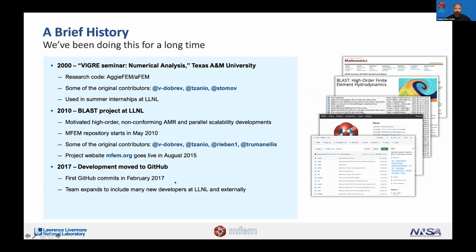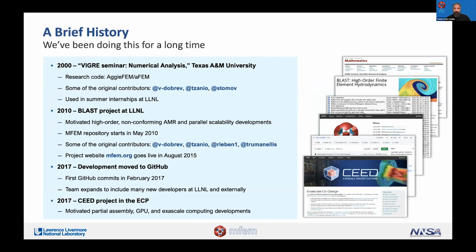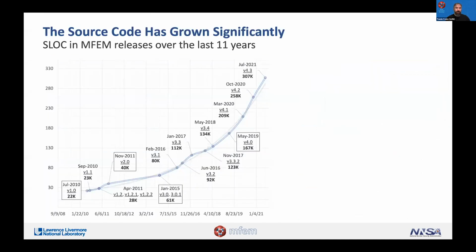And the team expanded dramatically to include many, many more people, and a lot of you, and the community grew significantly. Then another important step was in 2017, a little bit later in the year, the SEED project in the Exascale Computing Project in the United States started, and that's the project that has pushed a lot of the partial assembly, GPU acceleration, and exascale computing developments in MFEM. So MFEM is one of the two main projects in SEED, along with NAC 5000. Okay, so this is the history in one slide.